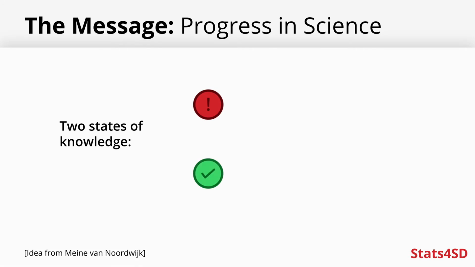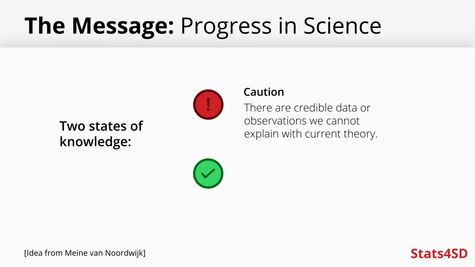Your research results mark progress in science. If you think carefully about that progress, then you can formulate and tell the story. Here is a framework for doing that. For any topic or phenomenon, there are two states of knowledge, represented here by red and green circles. The red circle says there are data or observations we cannot explain with current theory. Something we have observed doesn't line up with expectations.